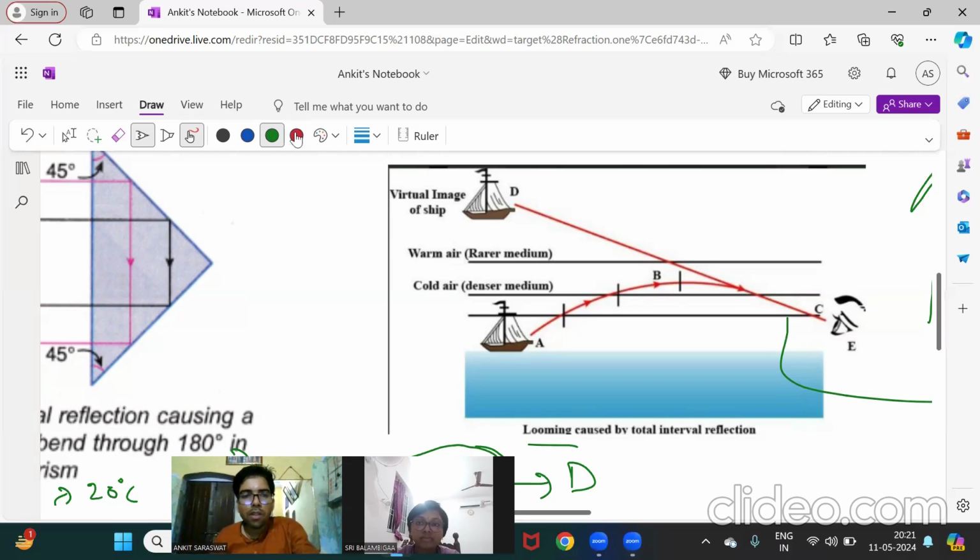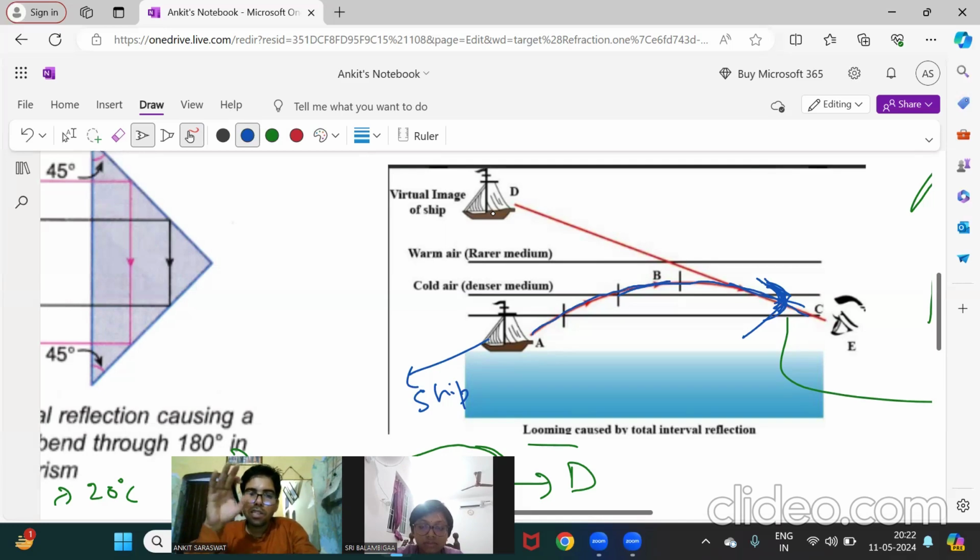So for example, this is a ship, and this is any one. Clear? Now this ship, and the bottommost layer is denser. The topmost is rarer. So when light is going from denser to rarer, did you see again refraction at a certain point? At a certain point, the entire light undergoes TIR. Then he will see this light is coming to his eyes from where? When you drag it back, the ship is not here. He will think the ship is here, but that is the virtual image of the ship.